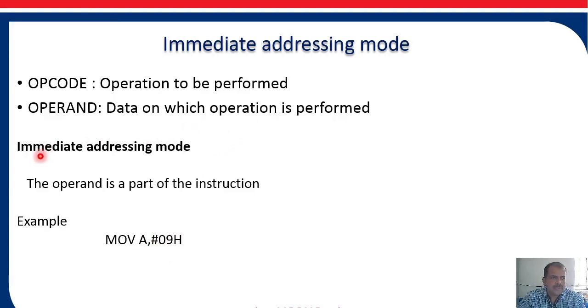First addressing mode is the immediate addressing mode, in which the data is a part of the instructions. So if you can see over here, MOV A, #09, hash symbol indicates that the number written after hash symbol is a data. This instruction will copy this data 09 into accumulator. So if the data is a part of instruction, the addressing mode is called as immediate addressing mode.